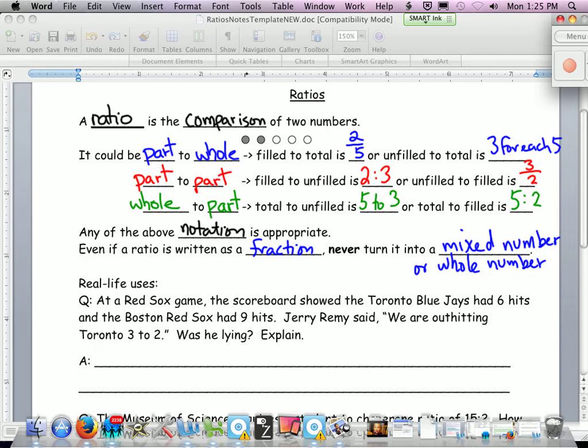Sort of. He didn't take the ratio 6-9. Oh, yeah, 9-6. He wanted to put Boston first to say we're out hitting them. So he switched the order, 9-6, and then he simplified it, because you can divide a 3 out of 9 and you can divide a 3 out of 6.